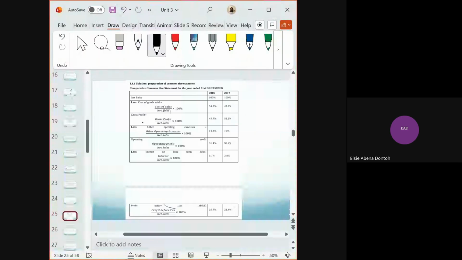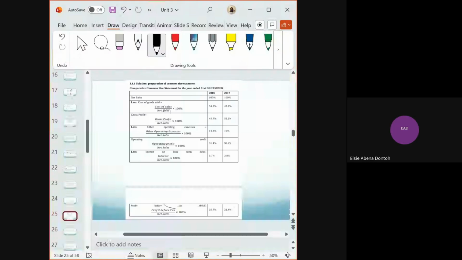But so for gross profit, it will be gross profit over net sales times 100%. You do for 2016 and then for 2017. And you do same for all the variables. So for the figures here, how can we make our interpretation? So cost of goods sold from 2016 to 2017, was there an increase or a decrease? Madam, please, there is an increase in the cost of goods sold from 2016 to 2017.